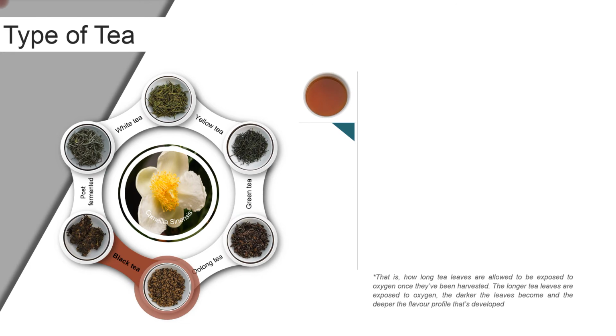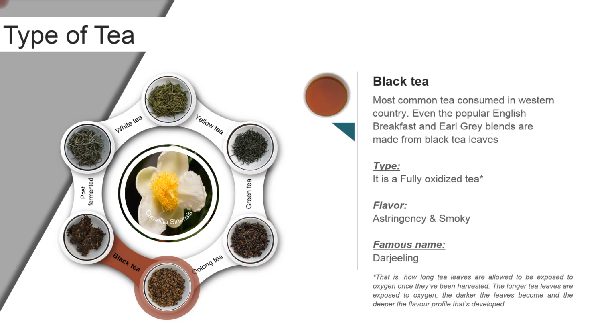The fifth tea, the black tea. Most common tea consumed in Western countries. Even the popular English breakfast and Earl Grey blends are made from black tea leaves. This is fully oxidized tea and the flavor is astringent and smoky. The famous name of this black tea is Darjeeling.